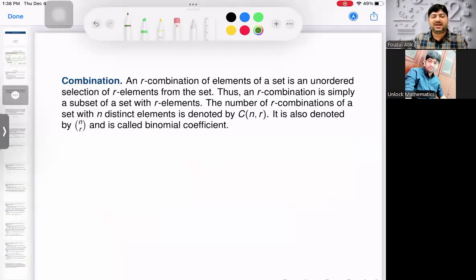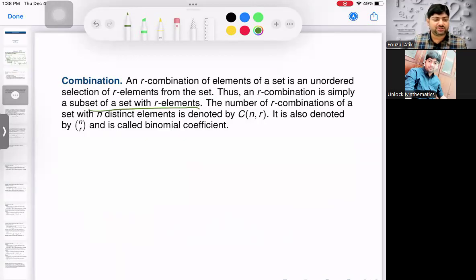So here, what does an R combination mean? Where an R permutation means how many ways you can arrange R number of elements, an R combination is just an unordered selection of R elements. So it is simply a subset of a set with R elements. Yes, that's what we have done in the previous example also.